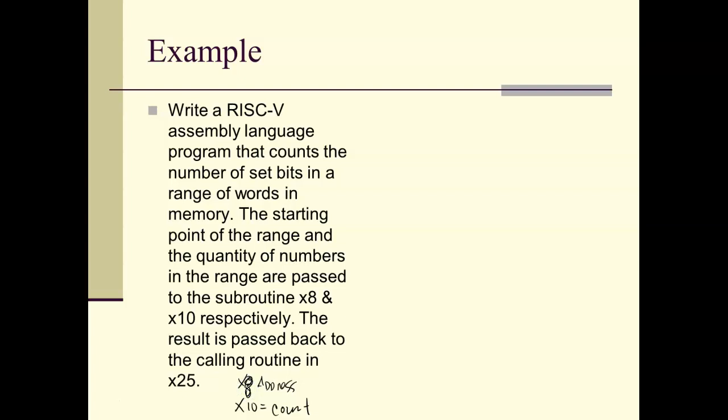So this is a fairly complex problem, not too bad. Essentially, there's going to be an outer loop and an inner loop. The outer loop is going to memory and grabbing these things, and the inner loop is actually counting the number of bits that are set in each of the things we grab. So the outer loop grabs words from memory, as many as specified by x10, starting at address x8. And the inner loop counts the number of bits that are set in each of the words we grab from memory.